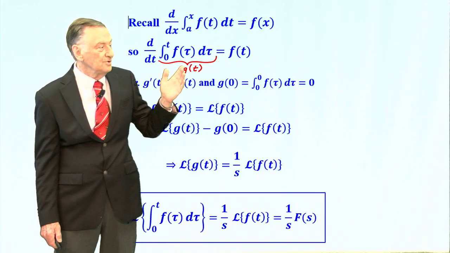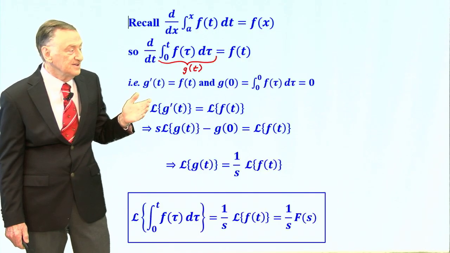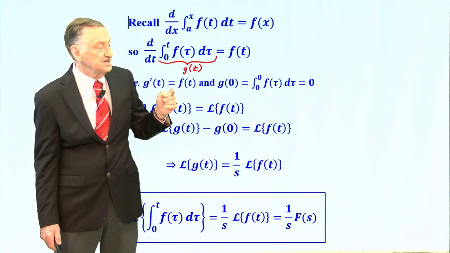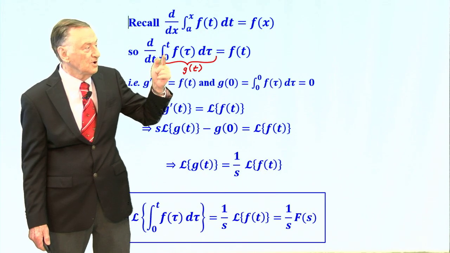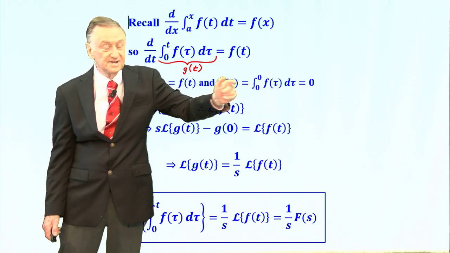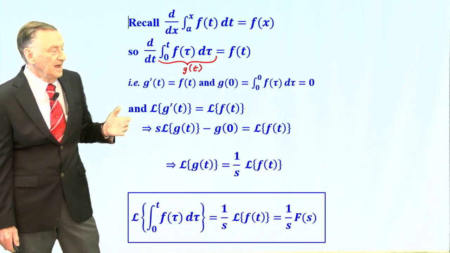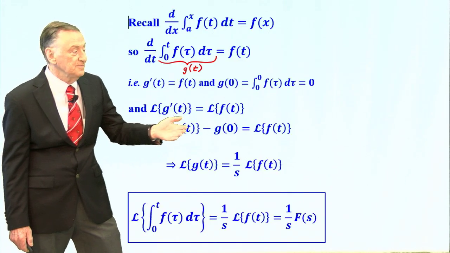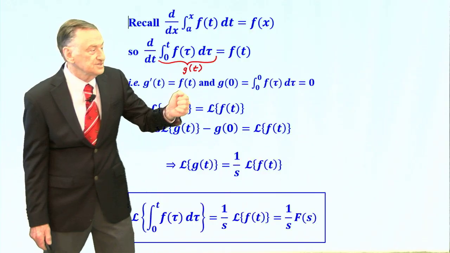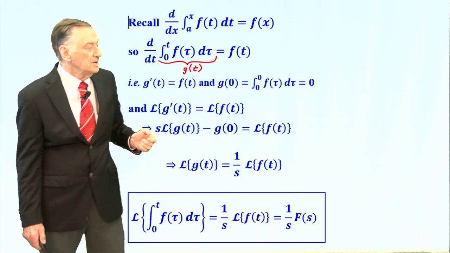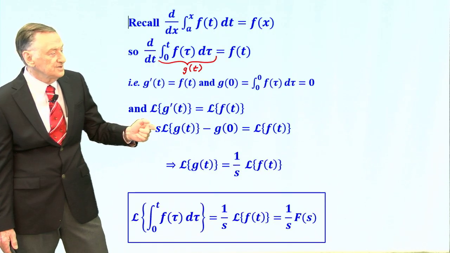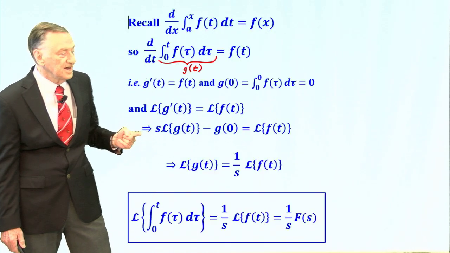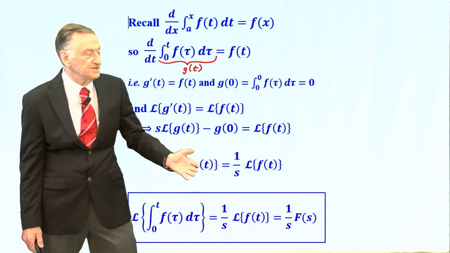And we're calling that integral g of t. So the derivative of g of t is simply f at t, and g at 0 is the integral from 0 to 0 of f of tau d tau, which of course is 0. And you know the formula here for the Laplace of g prime of t, it's s Laplace of g of t minus g at 0. But our g at 0 is 0, so we have s Laplace of g of t is equal to Laplace of f of t. We divide both sides by s, and we get this formula that you see right here.